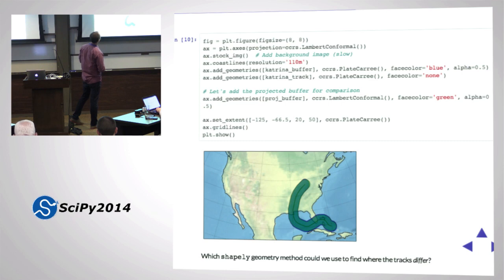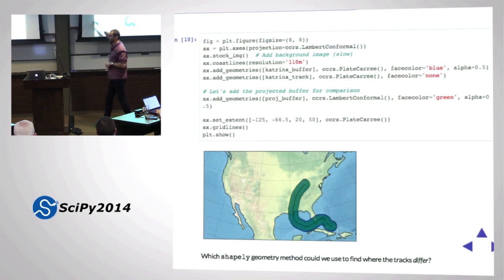Here's the figure. So I start by creating a figure just like before, I specify axes, although this time in Lambert conformal conic projection at the top. I'm going to use some stock image background, which is just a helper function that Cartopy provides. So it makes this nice background here. I'm going to add the coastlines at a resolution of 110 million to 1. And that's another useful thing. And then I'm going to add geometries. One is the Katrina buffer. So we start with the Katrina buffer and then the Katrina track. And I specify that these are in plate carrée, just regular old x and lat long coordinates. And I color them blue for fun.